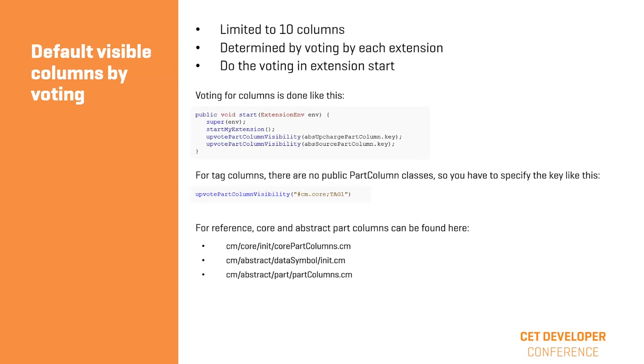So for reference, the part tag columns, there are no public part column classes. So you have to specify the keys, like it says here, upvote part column visibility, and then you have to use a key like that.